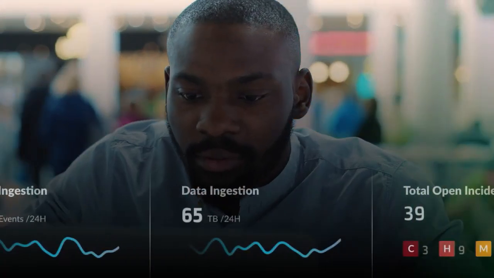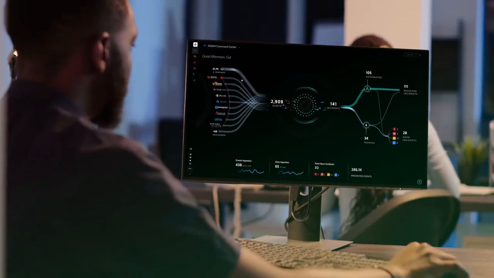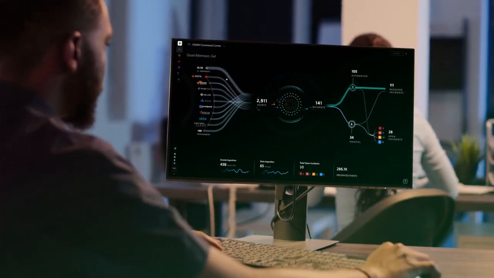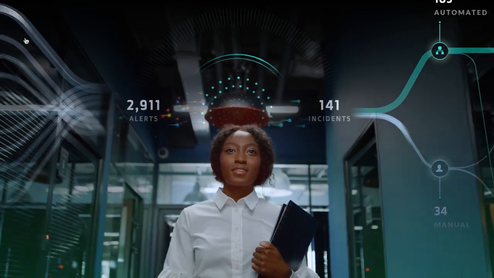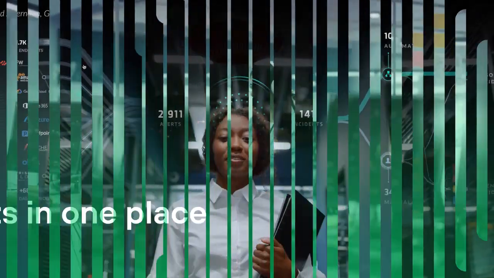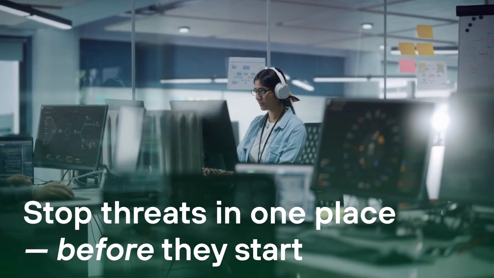Automate tasks, refine processes, optimize security workflows, and increase efficiency and accuracy in one platform. Lead the revolution in cybersecurity. Stop threats in one place before they start.